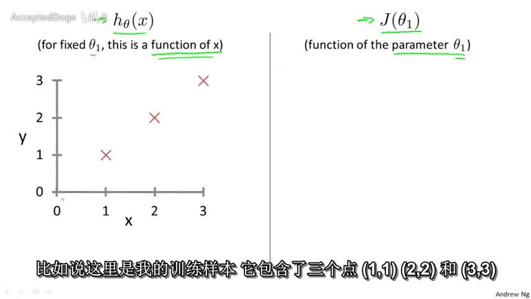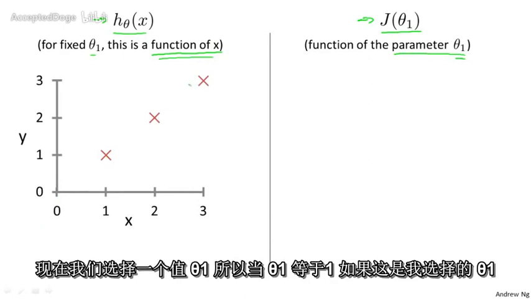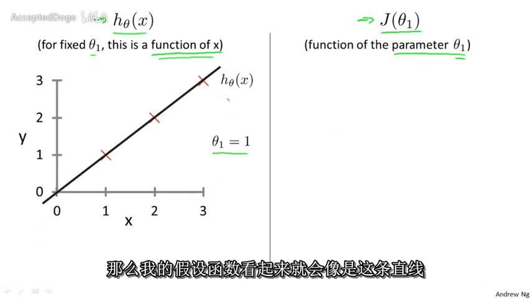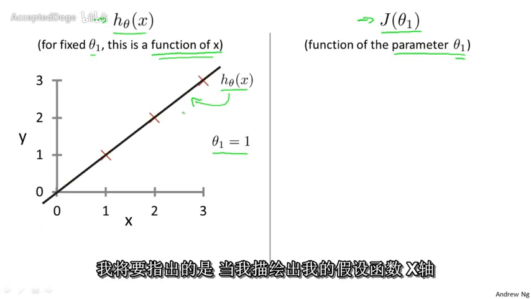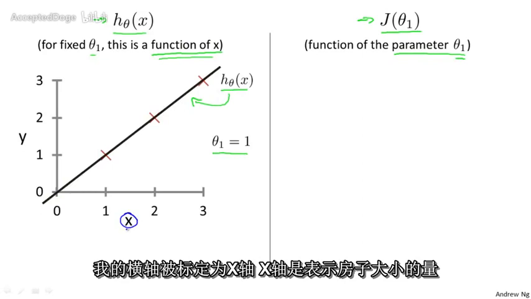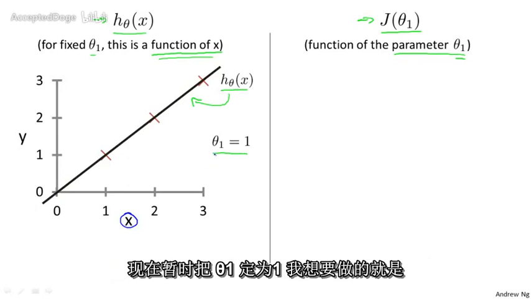On the left, let's say here's my training set with 3 points at 1, 1, 2, 2, and 3, 3. Let's pick a value of theta 1. So I'm going to set theta 1 equals 1, and if that's my choice for theta 1, then my hypothesis is going to look like this straight line over here. And I want to point out, when I'm plotting my hypothesis function, my x-axis, my horizontal axis, is labeled x, size of the house over here.